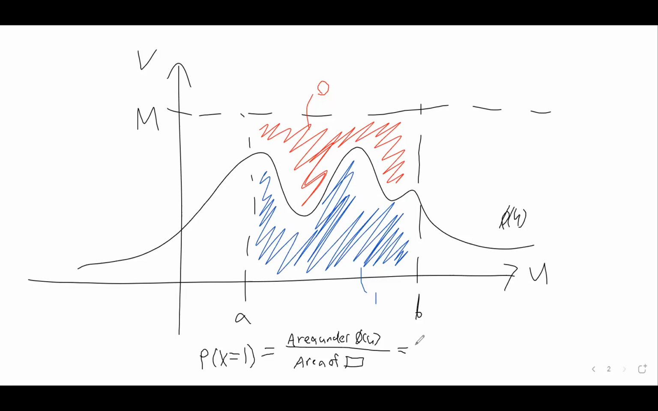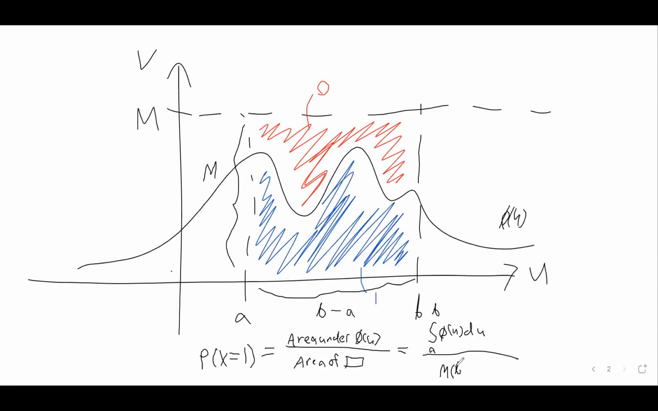And so now what are the values of the numerator and denominator? The numerator is the area under phi of u. In calculus, you can calculate that blue region as a definite integral from a to b of phi of u du, right? So that definite integral tells you the area of the blue region, and that's the numerator. Then the denominator would be the area of the rectangle, which is just length times width. This side has length b minus a, and the other side has length capital M minus 0, which is capital M.